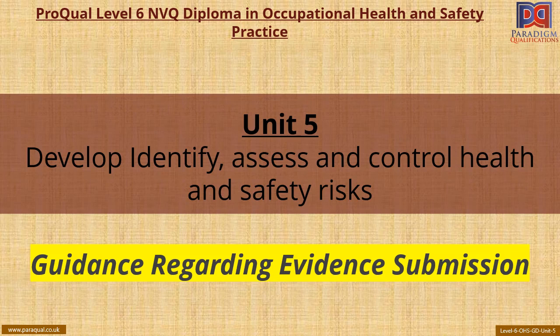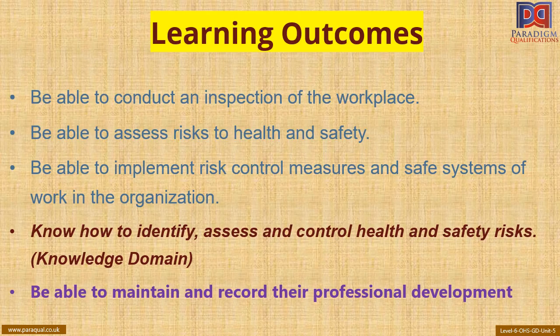In this video, I shall explain the assessment criteria and the examples of suitable evidence which you can submit to demonstrate your competence against each assessment criterion for Unit 5, which is Develop, Identify, Assess and Control Health and Safety Risks. This unit has a total of 5 learning outcomes. The first 3 relate to the skill domain, the fourth one is related to the knowledge domain, and the last one relates to your CPD.